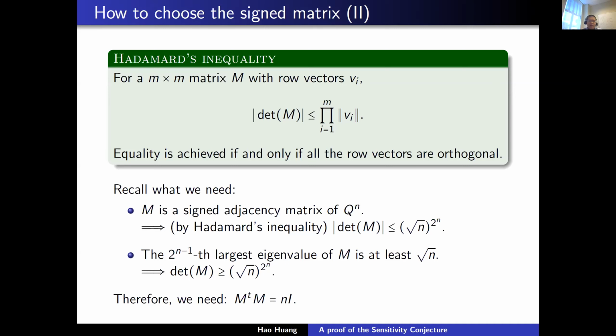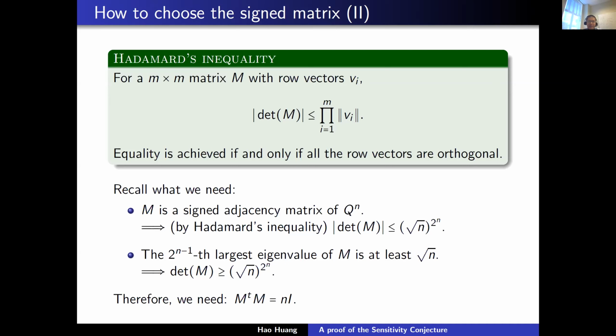And now you need the 2^(n-1)'th largest eigenvalue to be at least root n. And we know that for a bipartite graph, its eigenvalues are symmetric about 0. So for example, if you have 10 as an eigenvalue, then minus 10 is also an eigenvalue of this adjacency matrix. So when you take a signed adjacency matrix of this bipartite graph, it still preserves this property. So in particular, this tells you that you have roughly 2^(n-1) positive eigenvalues and 2^(n-1) negative eigenvalues.